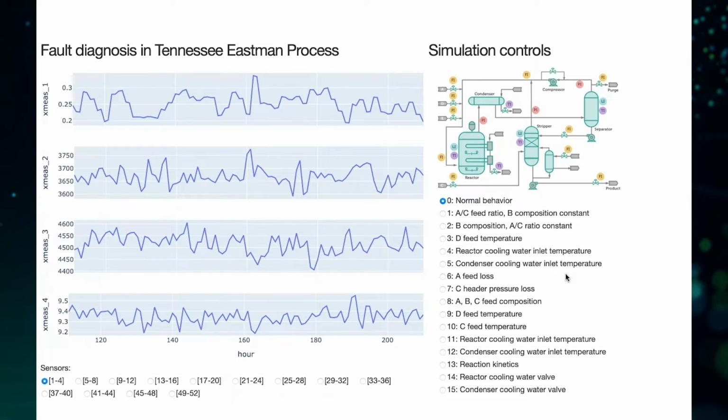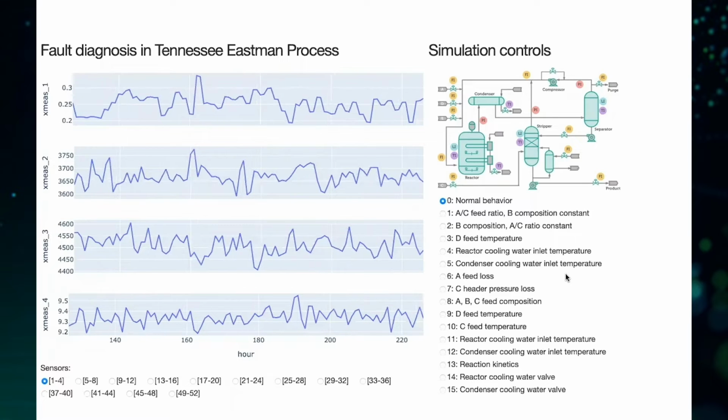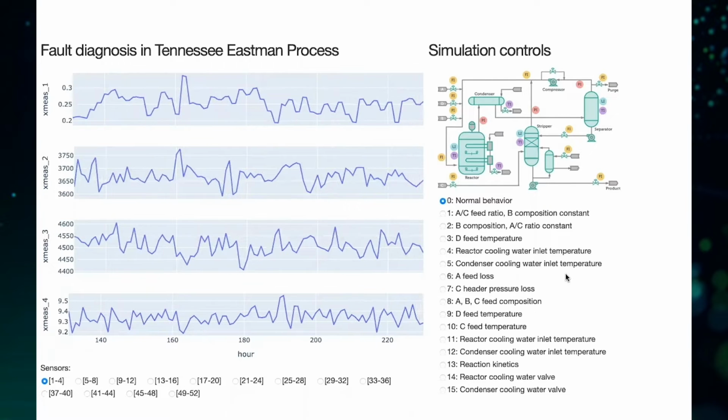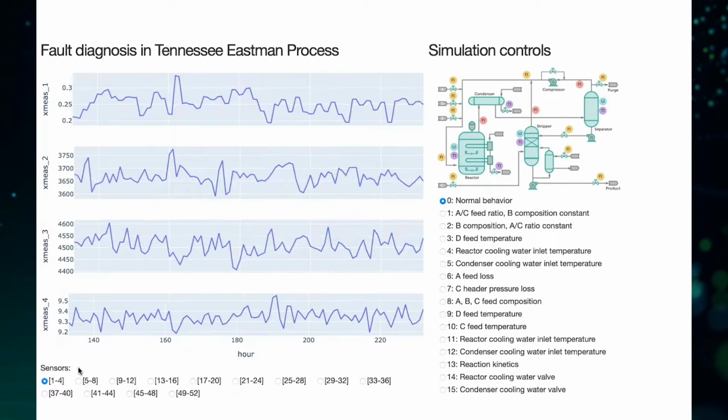This is a demonstration of chemical process monitoring. On the left, we see the values of 4 out of 52 sensors. We can select a group of sensors for visual monitoring.